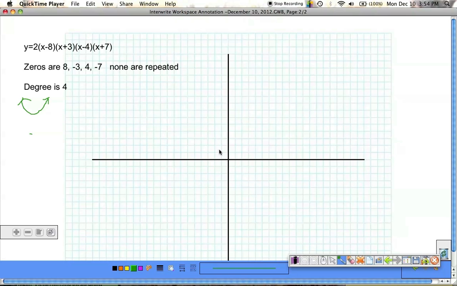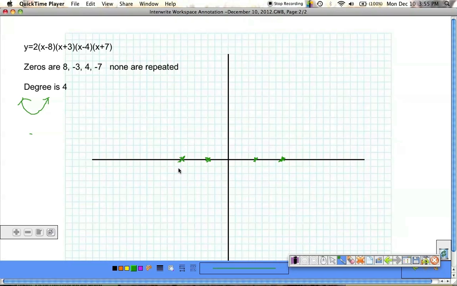So I go to 8, 1, 2, 3, 4, 5, 6, 7, 8, and I just put a little x there. Just a little mark. I know that's a point in the graph because x equals 8 makes the graph 0. Then I go to negative 3, 1, 2, 3, and I make a mark on the graph. I know y is 0 there. I go to 4, 1, 2, 3, 4, and I mark the graph. I go to negative 7, that was 3, 4, 5, 6, 7, and I mark the graph.